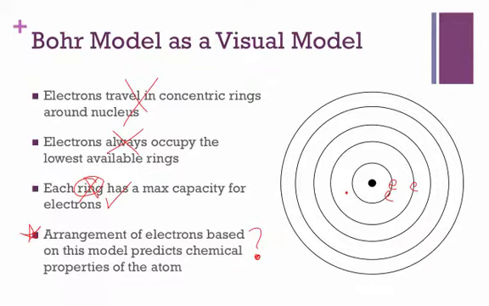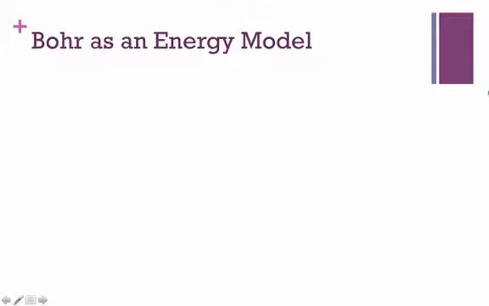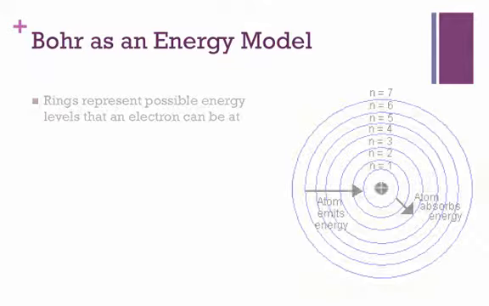Later on in this chapter, we're going to replace the Bohr model with a better visual model, and that's going to be the Schrödinger model of the atom. But until then, we can talk about the fact that the Bohr model has its limitations, but it also still has its uses. The better way to think about the Bohr model is not as a visual picture of the atom, but as an energy model.